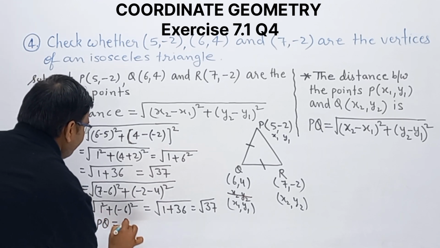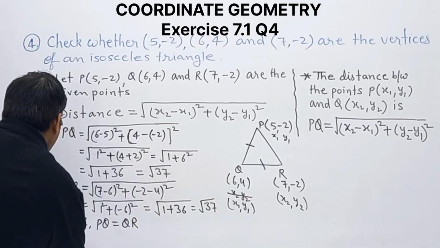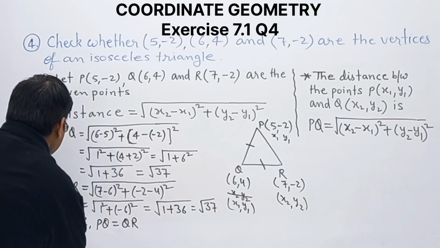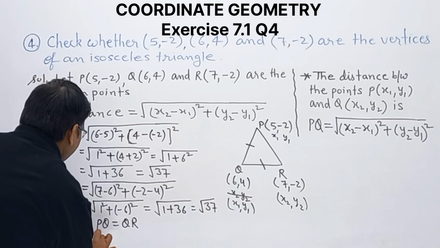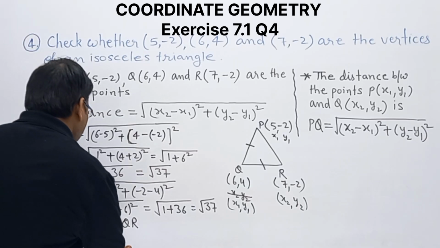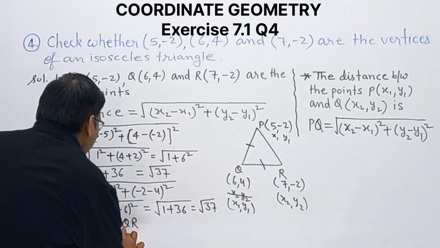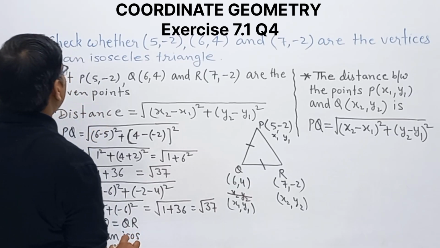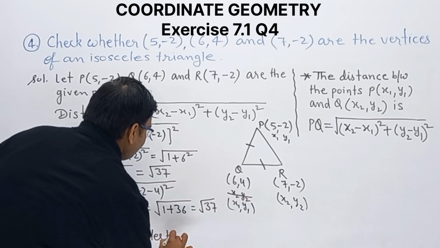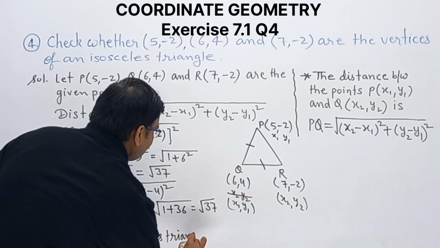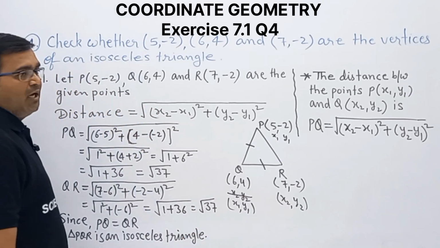So since PQ is equal to QR, therefore triangle PQR is an isosceles triangle. This thing we wanted to check, and we checked.